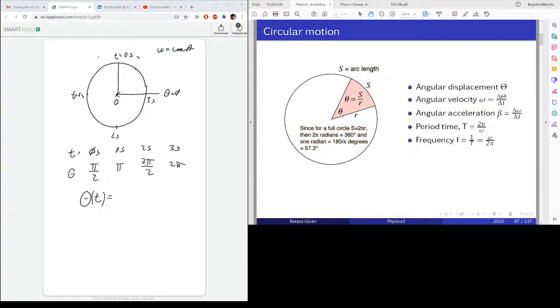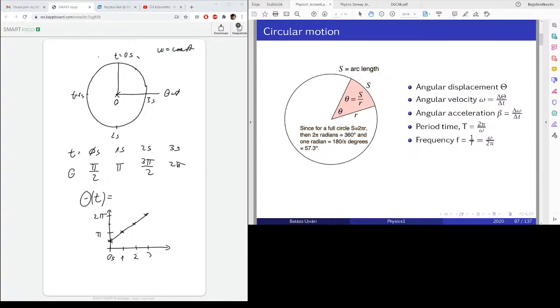Alright, then let's solve it together. Let's create a graph with 0, 1, 2 and 3 seconds, and pi, 2 pi. At 0 I'm here, at 1 I'm here, at 2 I'm here, and at 3 I'm here. So this is a straight line, which was expected from the constant angular velocity.